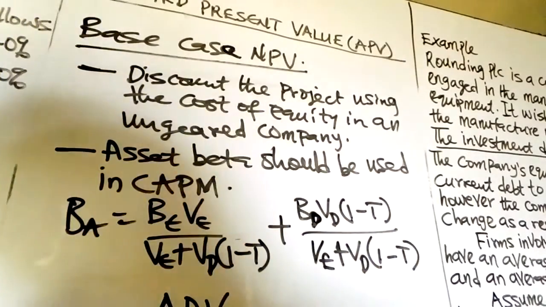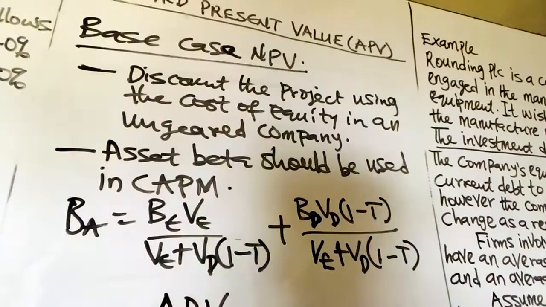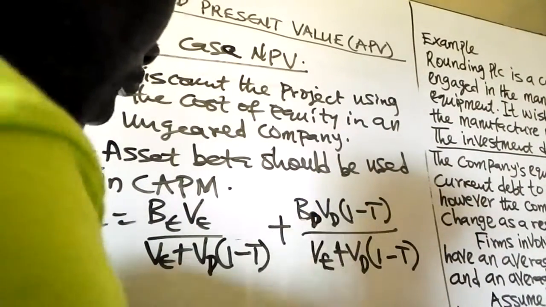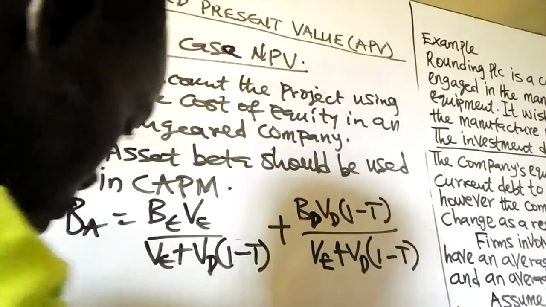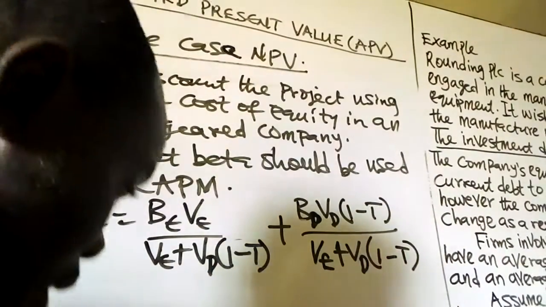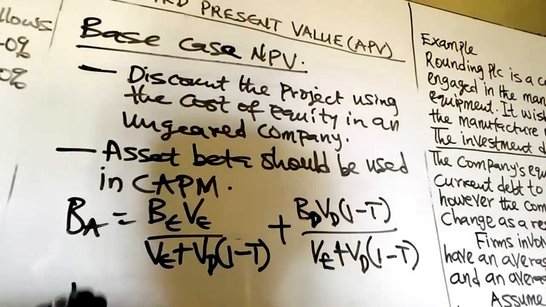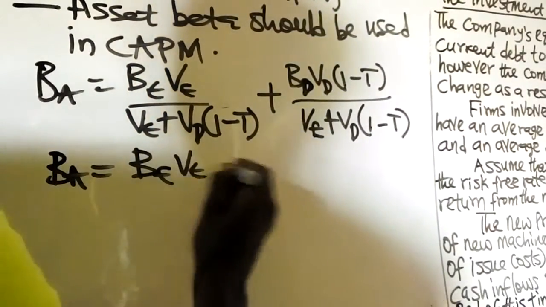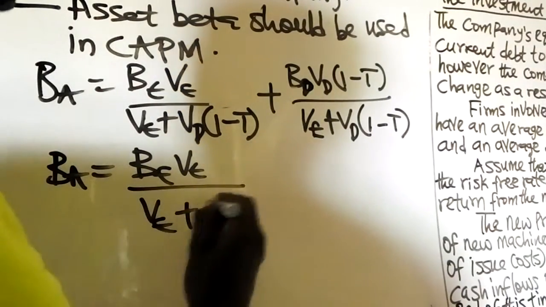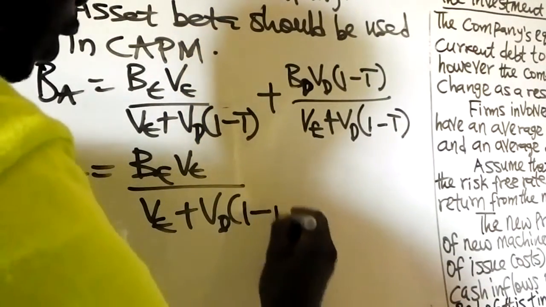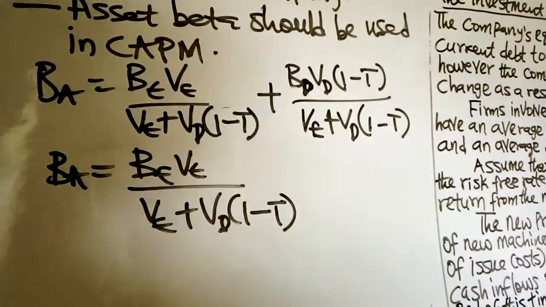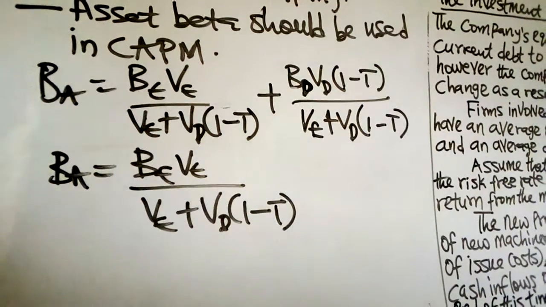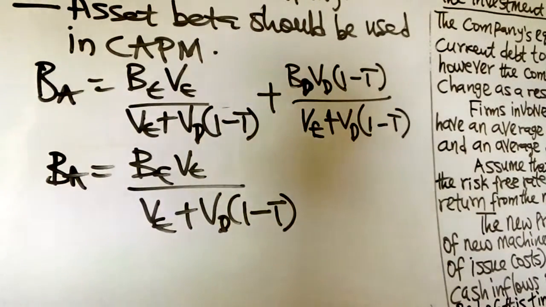If beta of debt is zero, then when you multiply zero times all this, everything here becomes zero. That means the formula becomes: asset beta equals beta of equity times value of equity over value of equity plus value of debt post tax. So that is the formula.